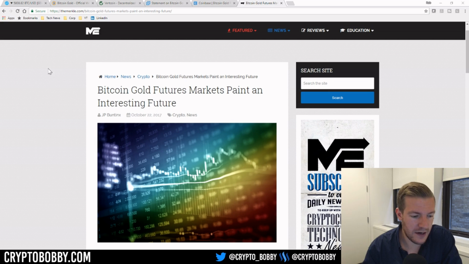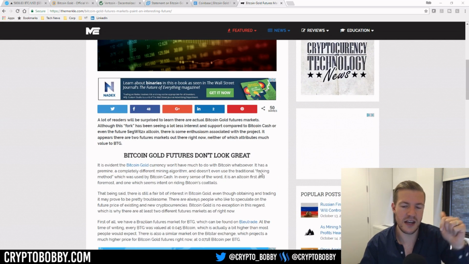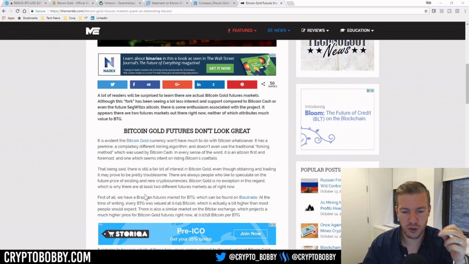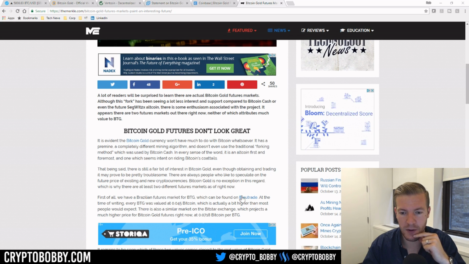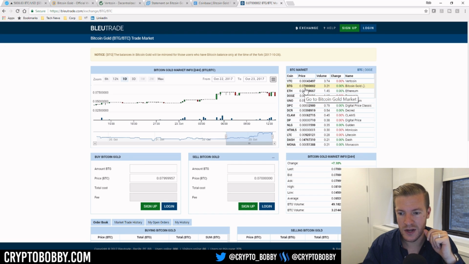So if we pop down here, this was from yesterday. This is on Merkle.com. I will link to this in the description, but there is a Brazilian futures market for Bitcoin Gold that is available. It initially started off trading at 0.045 Bitcoin per Bitcoin Gold, and right now it is trading at about 0.07.